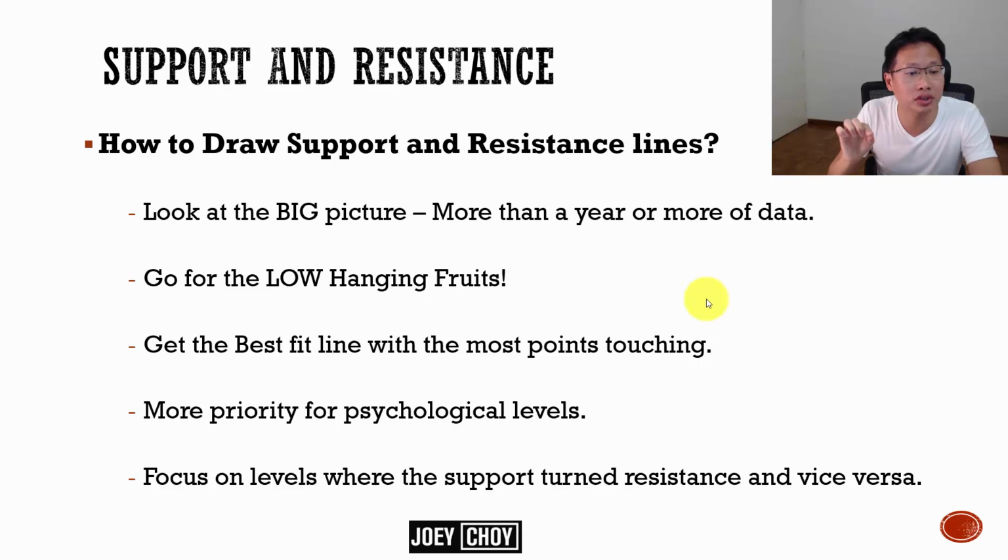And also give more priority to psychological levels, especially if the horizontal support and resistance lines match those psychological levels, the 100, the 150, the 200.